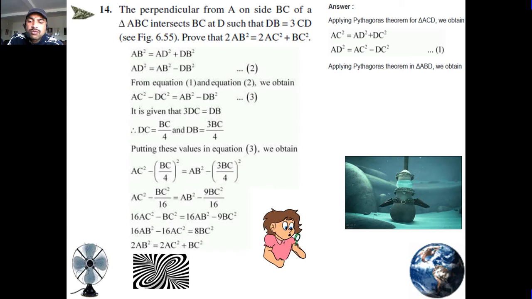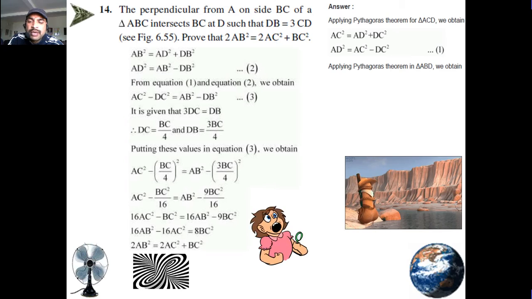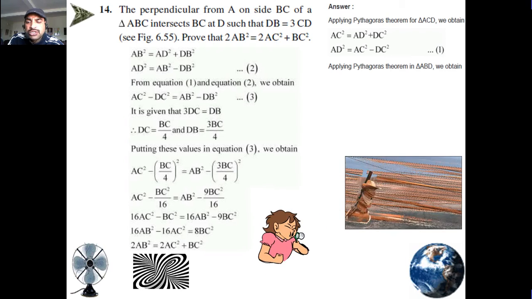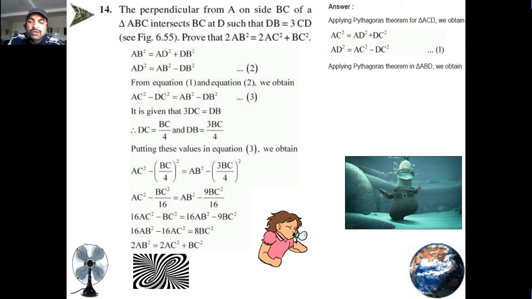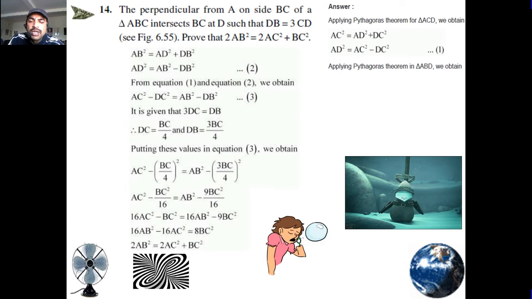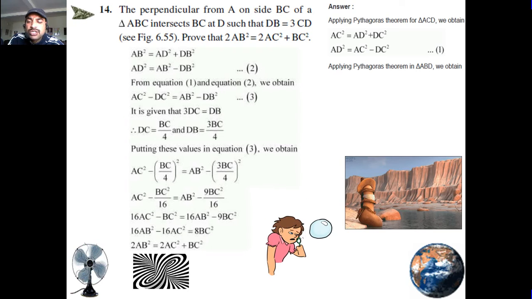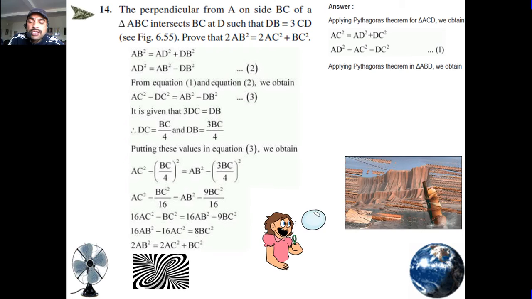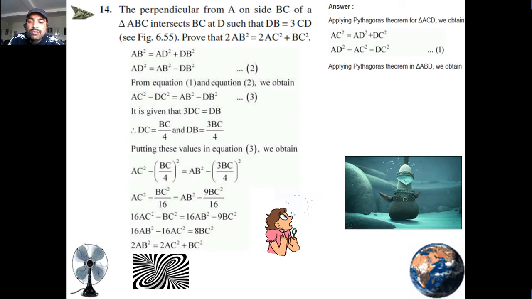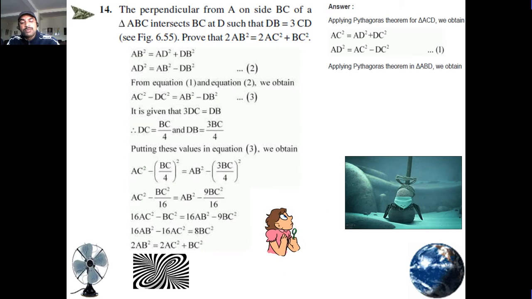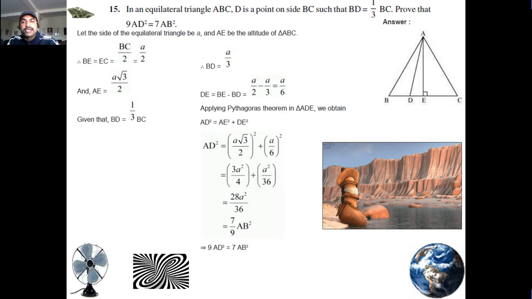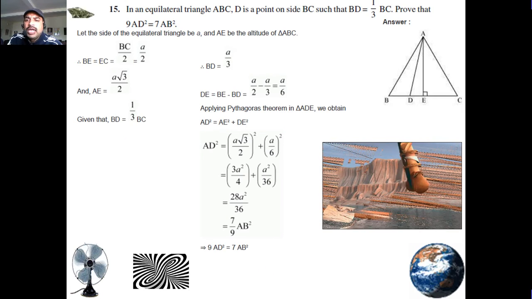AC square minus BC square upon 16 is equal to AB square minus 9BC square upon 16. 16 AC square minus BC square is equal to 16 AB square minus 9BC square. 16 AB square minus 16 AC square is equal to 8BC square. 2AB square is equal to 2AC square plus BC square. Now students, next question, question number 15.